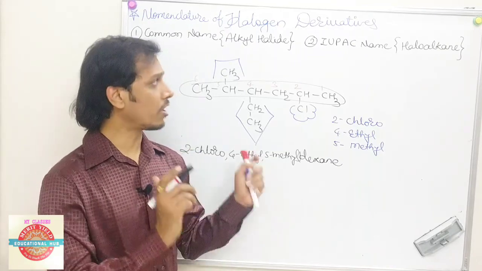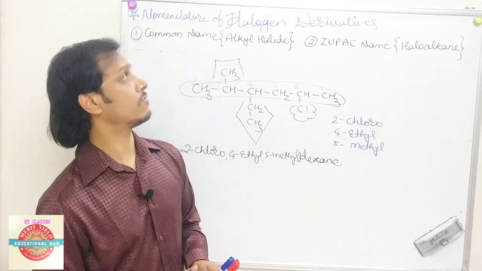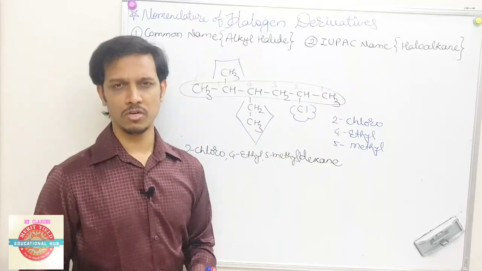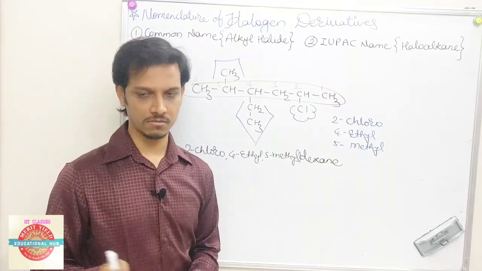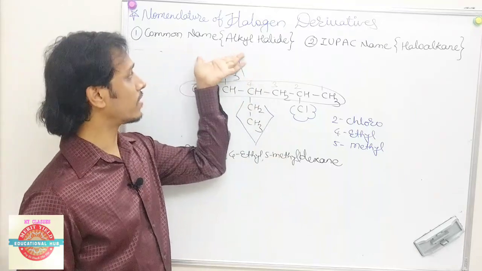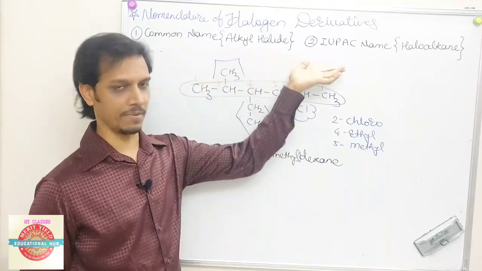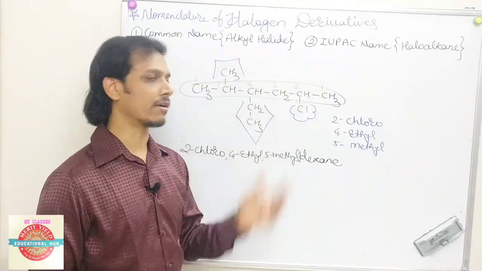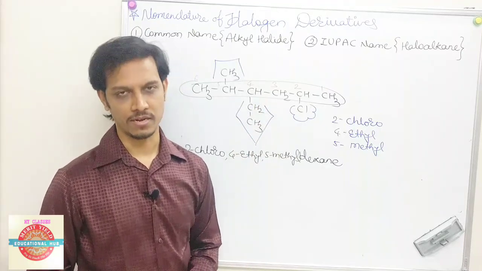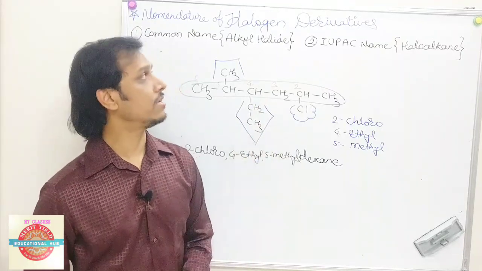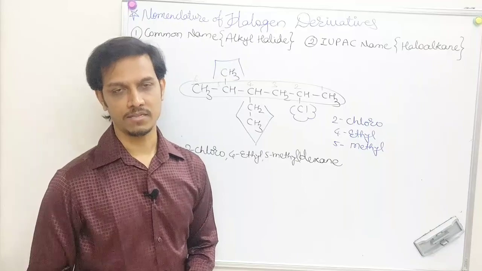Okay, so I hope you got the point of nomenclature of halogen derivatives. You need to just go through it once. What are basically the rules for the nomenclature, common and IUPAC? Once you get the rules, try to solve as many examples as you can. So this is all about the nomenclature part. Thank you very much.